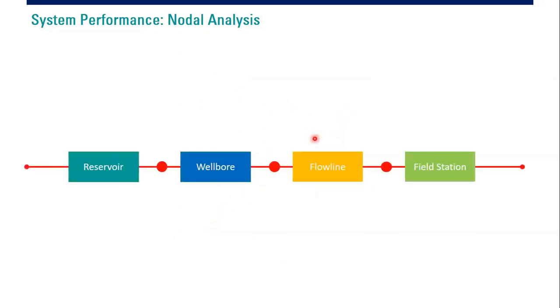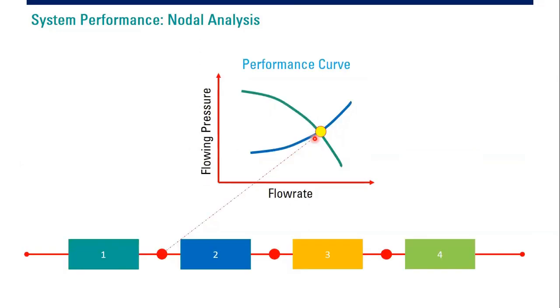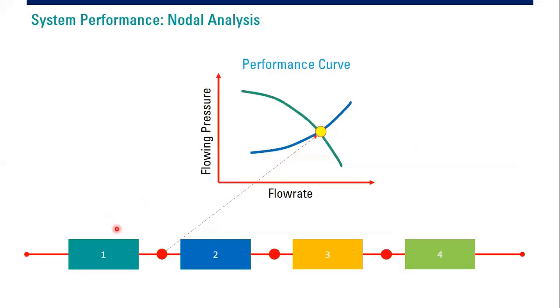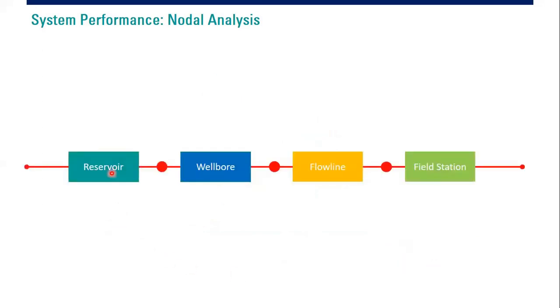Now we start talking about petroleum engineering. Previously we were talking about a general description, and now we start focusing on petroleum engineering. In the petroleum engineering world, the system composed of elements 1, 2, 3, and 4 now becomes the reservoir, the wellbore, the flow line, and the field station. So now you understand.